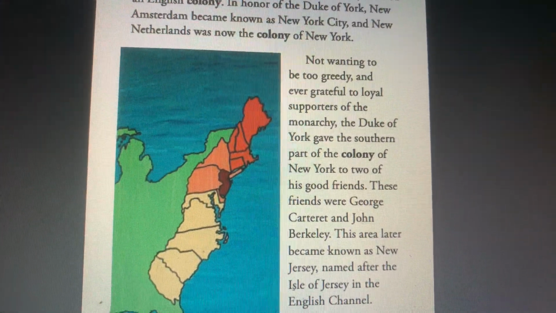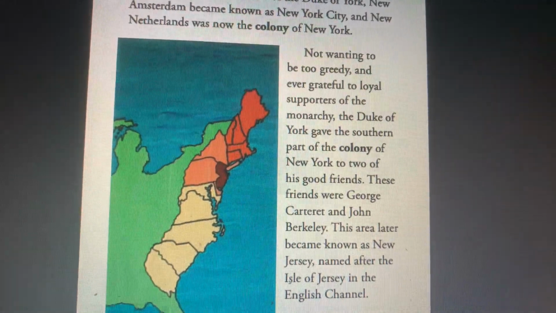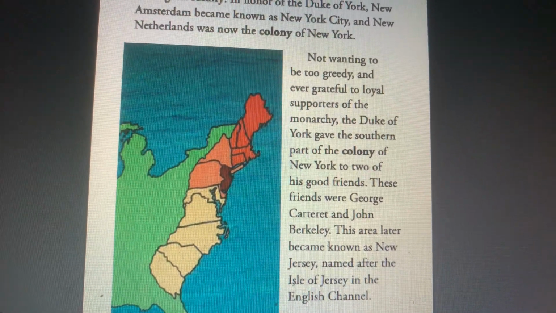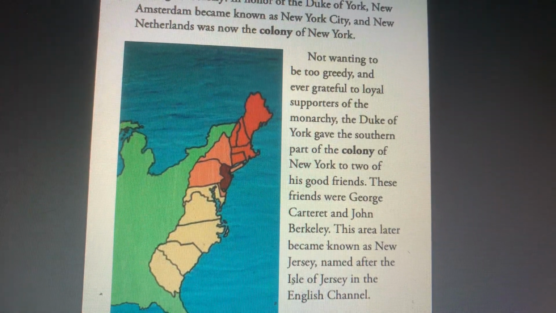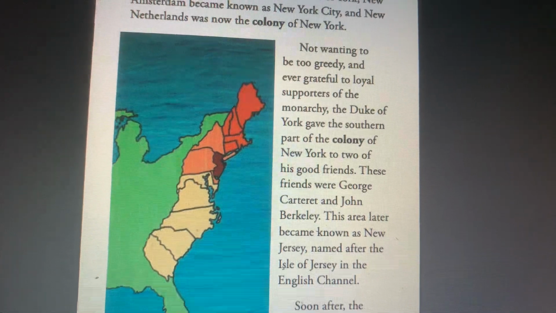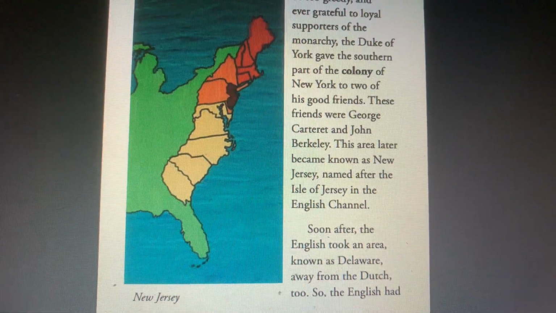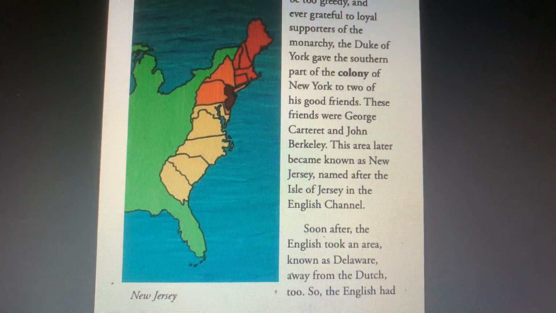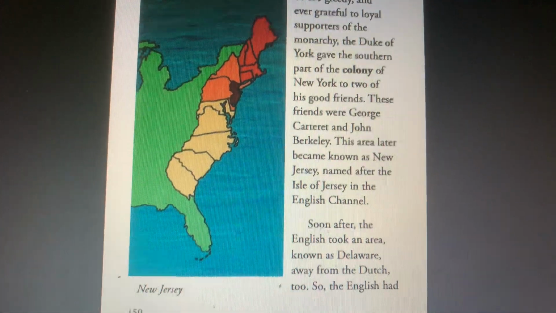Not wanting to be too greedy and ever grateful to loyal supporters of the monarchy, the Duke of York gave the southern part of the colony of New York to two of his good friends. These friends were George Carteret and John Berkeley. This area later became known as New Jersey, named after the Isle of Jersey in the English Channel. Soon after, the English took an area known as Delaware away from the Dutch too.